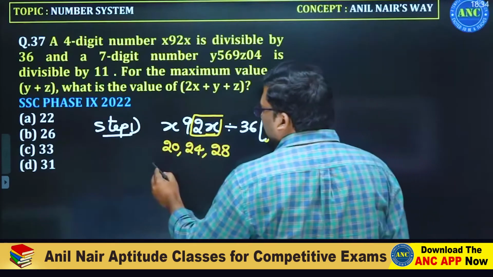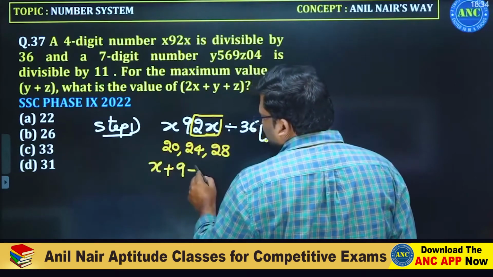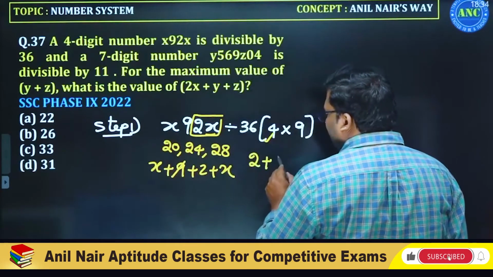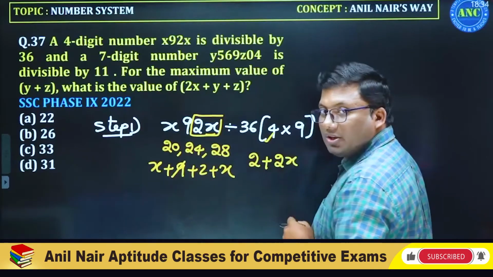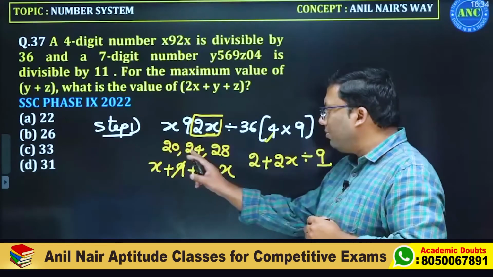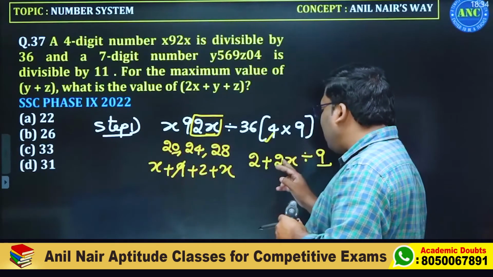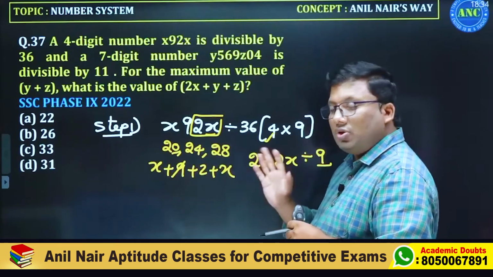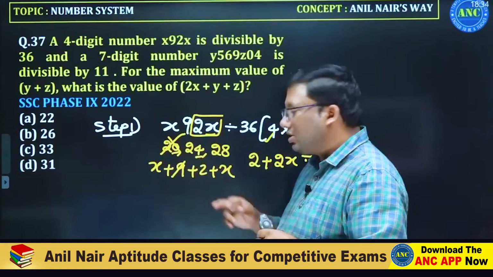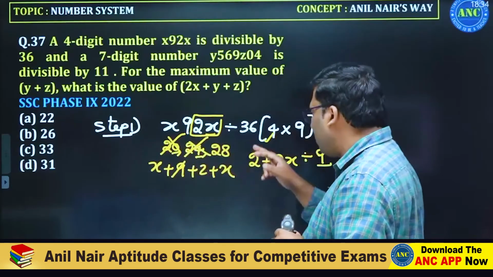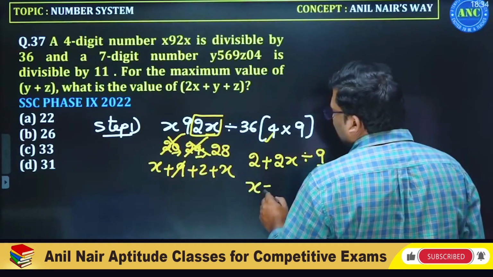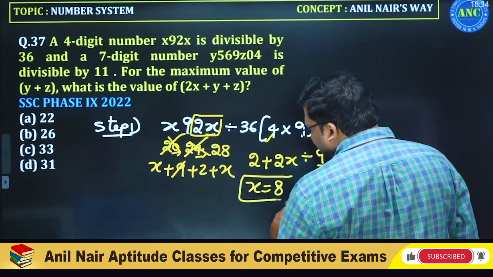For 9, the sum of digits is x plus 9 plus 2 plus x. The 9 cancels, so 2 plus 2x should be divisible by 9. If x is 0, 0 into anything is 0, 0 plus 2 is 2, not divisible by 9. If x is 4, 4 2s are 8, 8 plus 2 is 10, not divisible. If x is 8, 16 plus 2 is 18. That means the x value we got is 8.